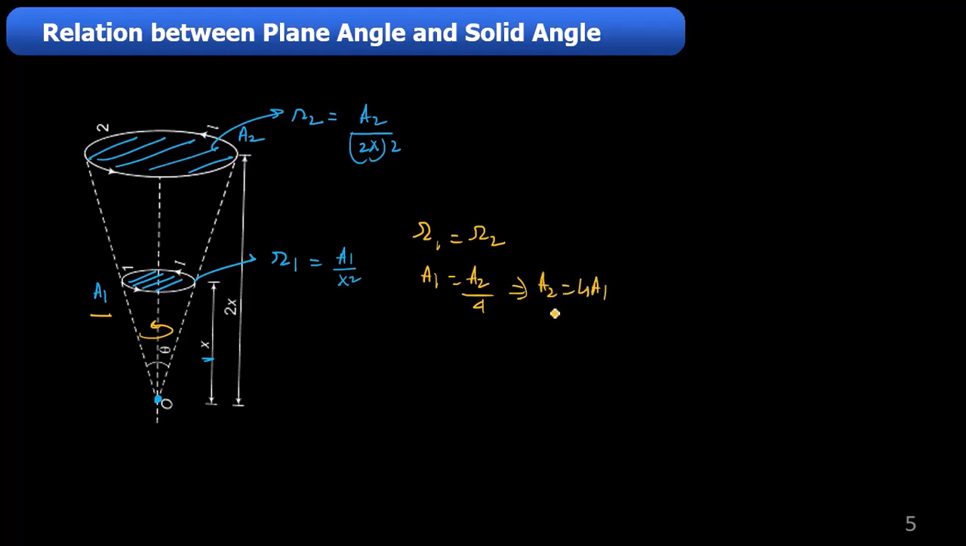That is the reason. As I am changing the area, the solid angle is not going to change if I maintain that particular ratio. That means if I take another area over here, then it will give the same solid angle. Only thing is that the area is now going to be changed.